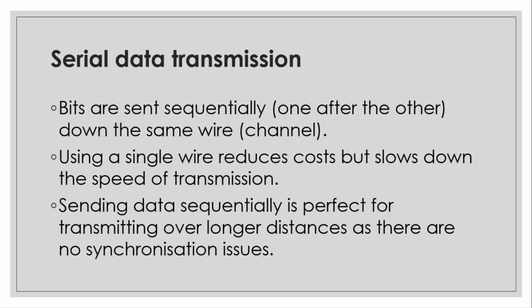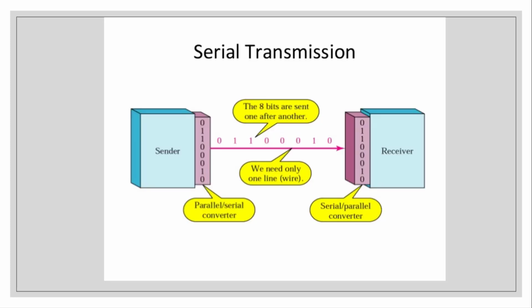What is the meaning of serial data transmission? In serial data transmission, bits are sent sequentially, one after another, down the same wire or channel. Let's look at the diagram first. As you can see here, it requires only one wire, and the bits are sent one after another, sequentially, from sender to receiver.